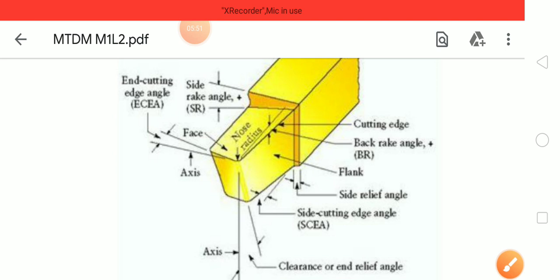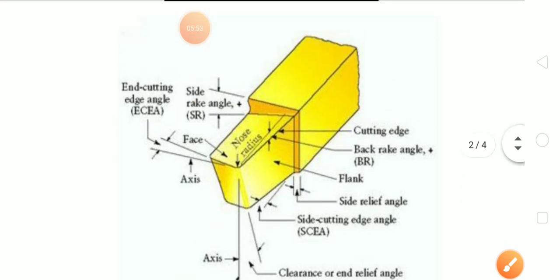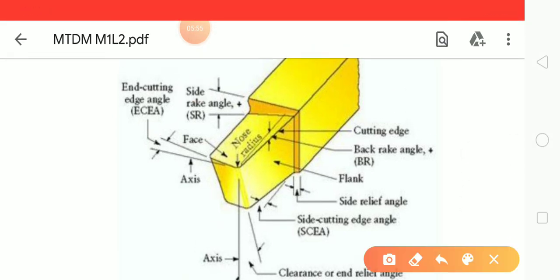And the next one is the end cutting edge angle. See, this is the end cutting edge. You can draw two lines along this and protrude them. So this is the end cutting edge angle, and if there is an end cutting edge angle, there is also a side cutting edge angle. So there is a side cutting angle.